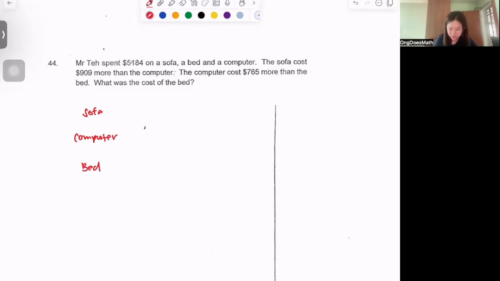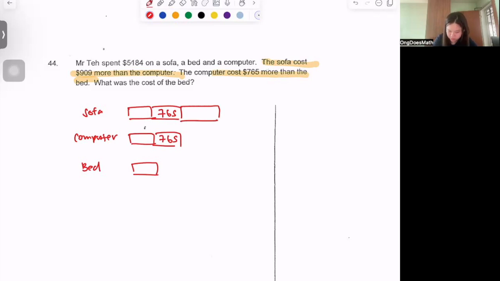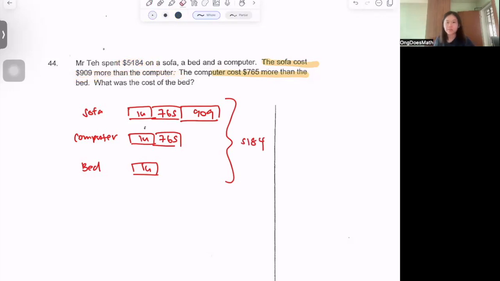The bed costs the least, so we will have the smallest model. Then the computer costs 765 more than the bed, so the computer costs a little bit more. We are also given that the sofa costs 909 more than the computer. So the rest will just be 1 unit, 1 unit, 1 unit. We're also given the last piece of information, which is that the total cost is 5184. Great, so now the model is drawn.